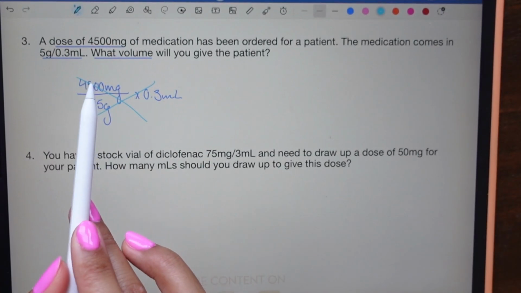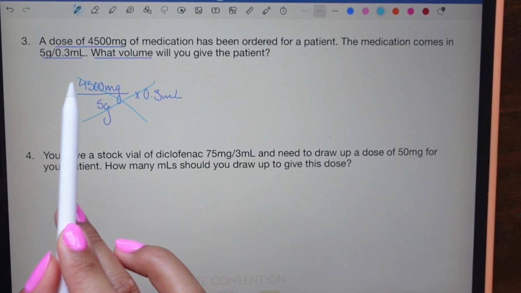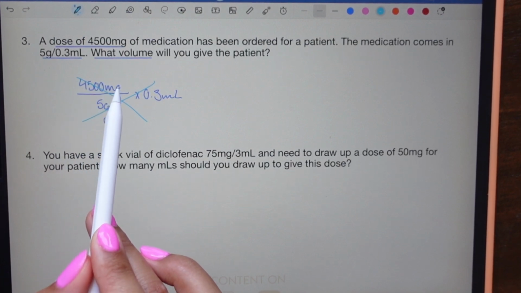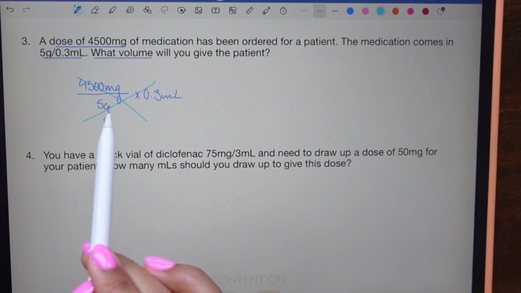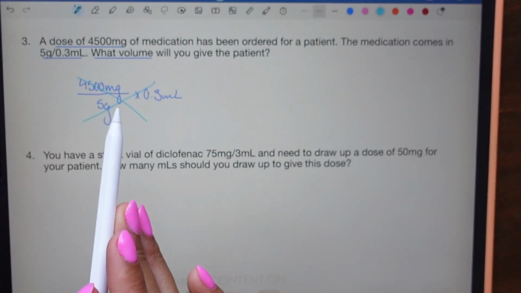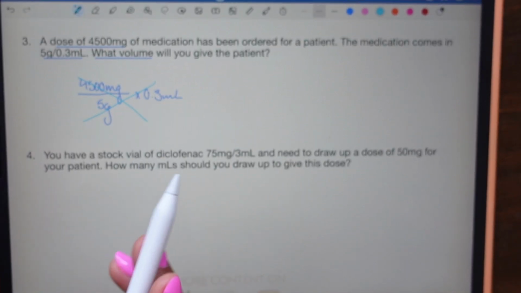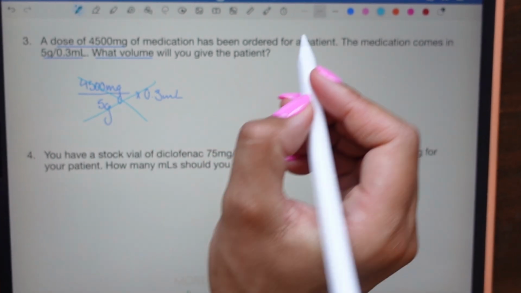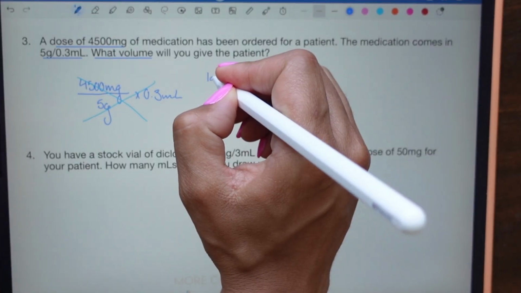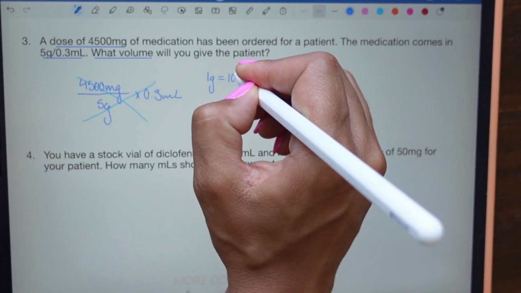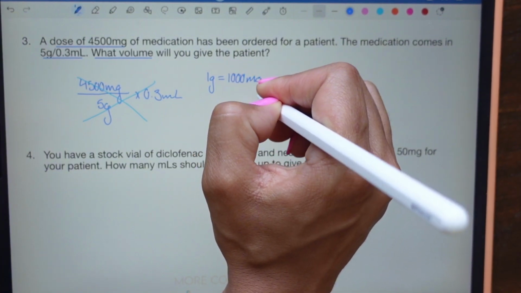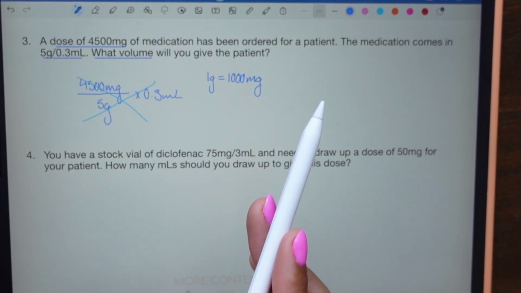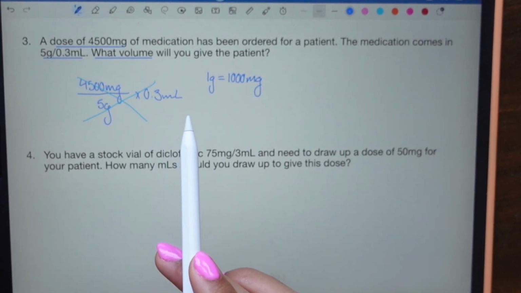Personally, I always like to keep my dose, so that's the 4,500 milligrams, in the same units, and then I like to convert my stock volume, but you can definitely convert the stock volume. That is not incorrect. So to be able to convert grams to milligrams, I need to know that in 1 gram, there are 1,000 milligrams. And this is just something you have to commit to memory to be able to do these medication calculation problems.